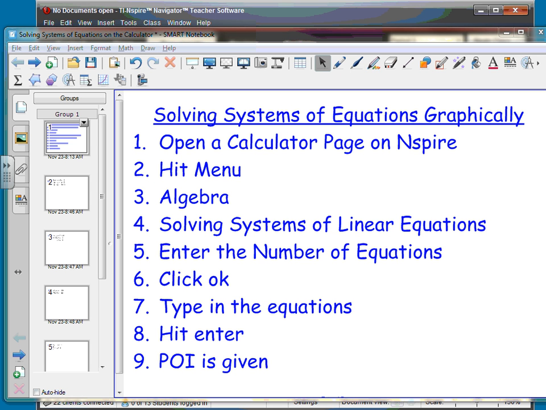So steps we're going to be doing, and I printed this off for you, so all you guys have to do is follow along. Step 1, open a calculator page on the Inspire. Step 2, hit menu. Step 3, go to the algebra. Step 4, solving systems of linear equations. Step 5, enter the number of equations. Step 6, click OK. Step 7, type in the equation. Step 8, hit enter. And step 9, that is your POI.